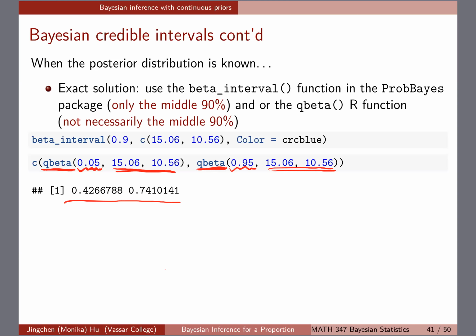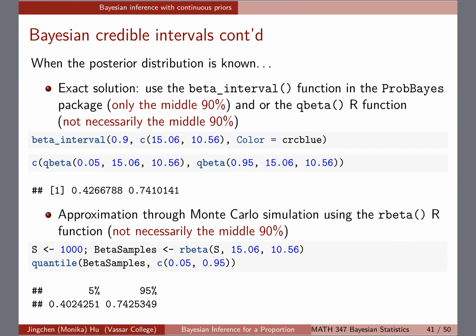So again, I highlighted here that if you're using the beta_interval function, it only gives you the middle 90%. But if you use the basic R qbeta function, you can specify it, and it doesn't have to be the middle. If you want only the part to the left, then instead of 0.05 and 0.95 here, you only return at 0.9, and then that interval goes from 0 to that number.